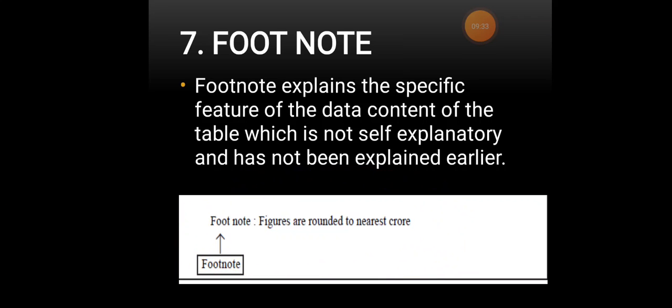Or even in the marks, you can write in the footnote that this particular mark has been wrongly written, so please check the revised statement. All these things can be written under the footnote. This is about the footnote.